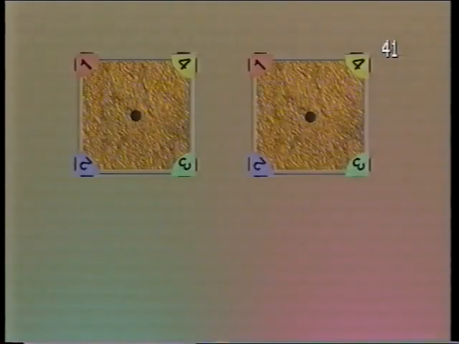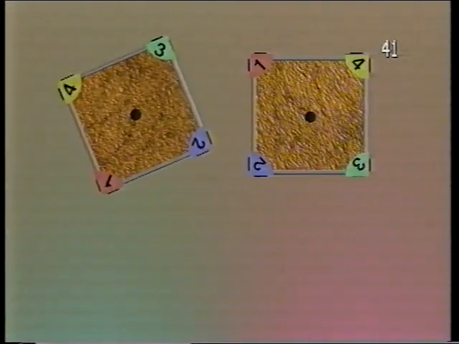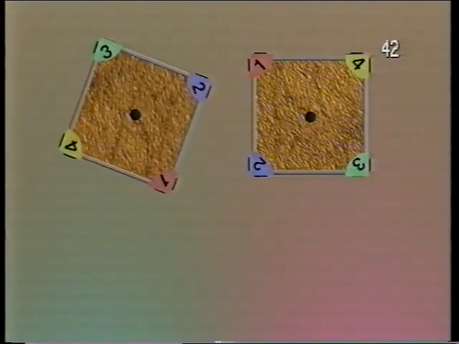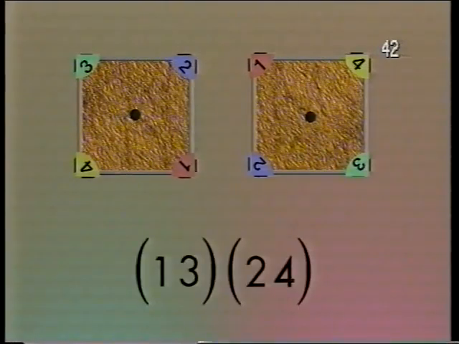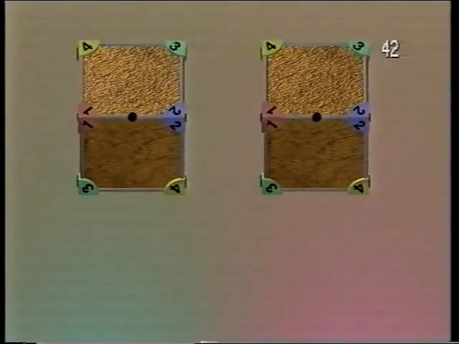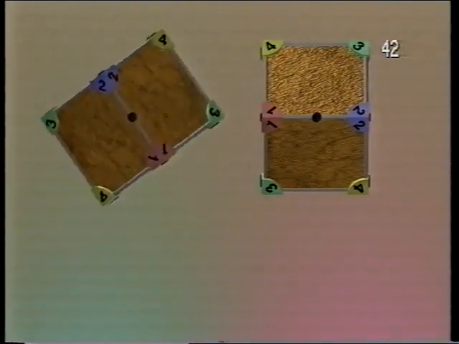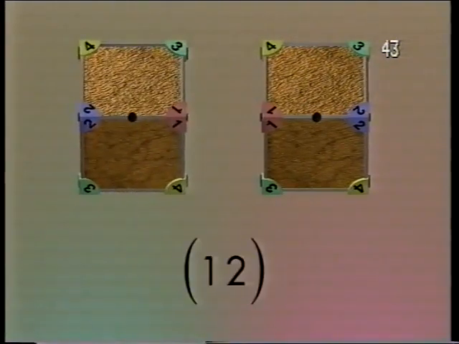The next type of rotation has the same axis, but this time the angle of rotation is pi. How does this permute the vertices? This time we get a pair of 2 cycles. Next, we come to axes which pass through midpoints of opposite edges. This rotation is simply the permutation 1, 2.